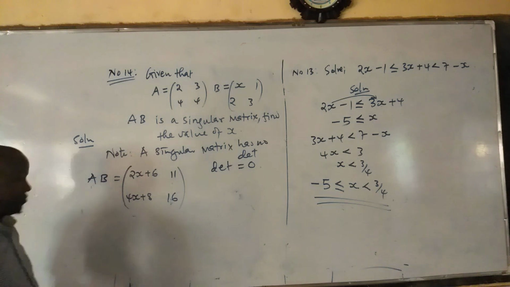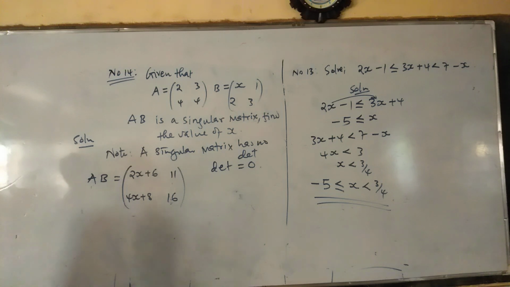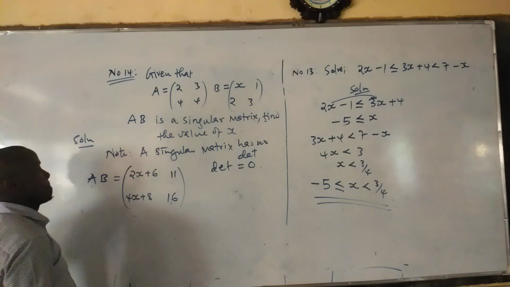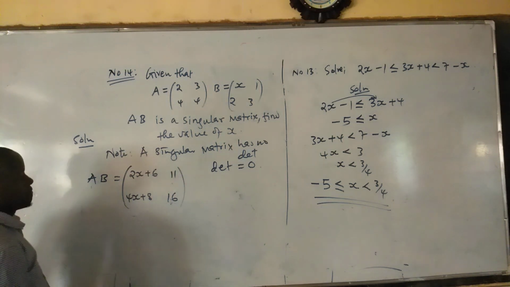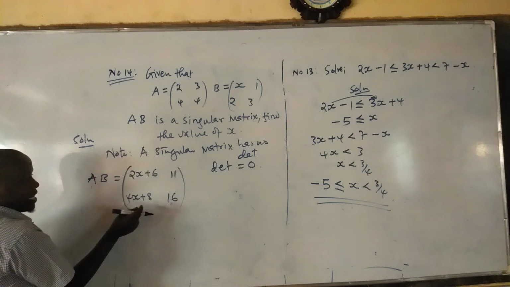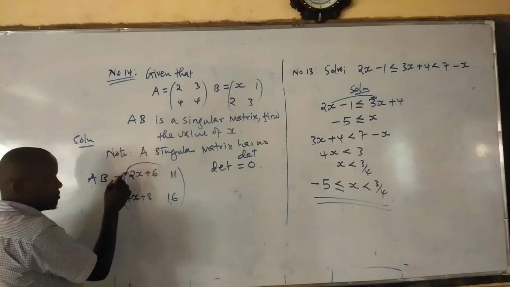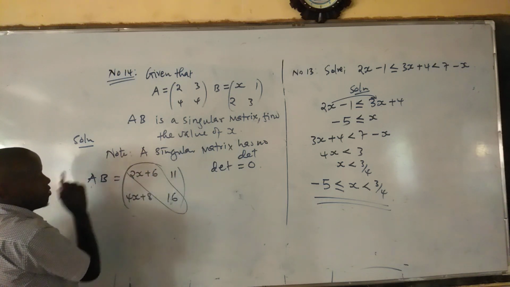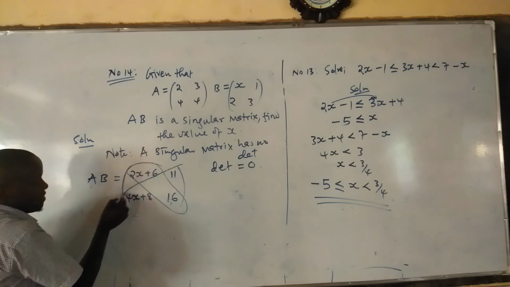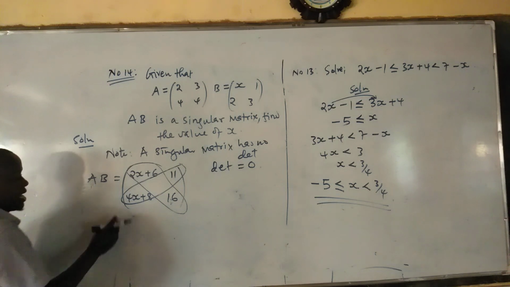We are told this matrix is a singular matrix, meaning the determinant is 0. Therefore, when we take the product of the terms in the leading diagonal minus the terms in the other diagonal, we should get a 0, or they are equal, in other words.